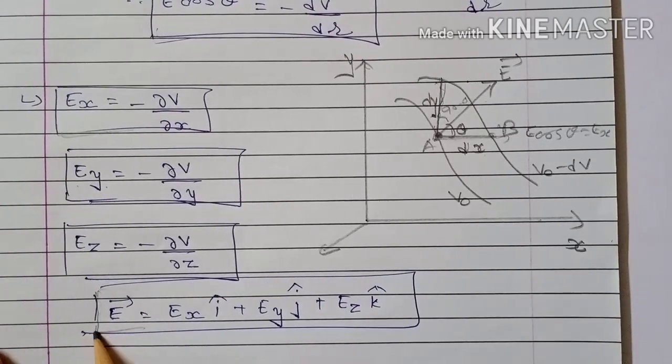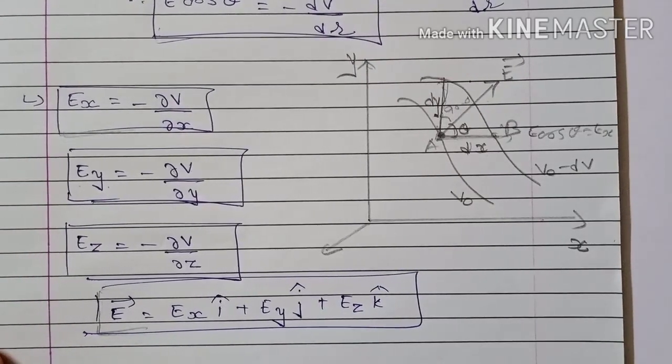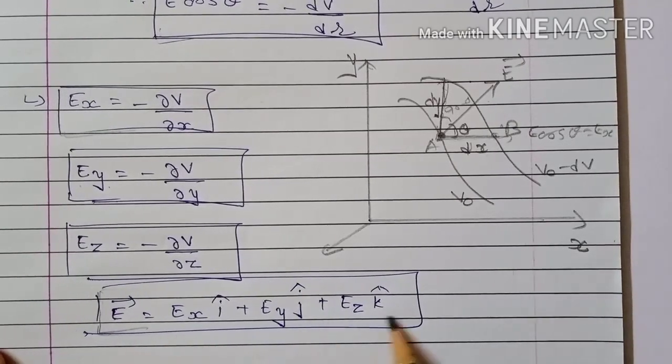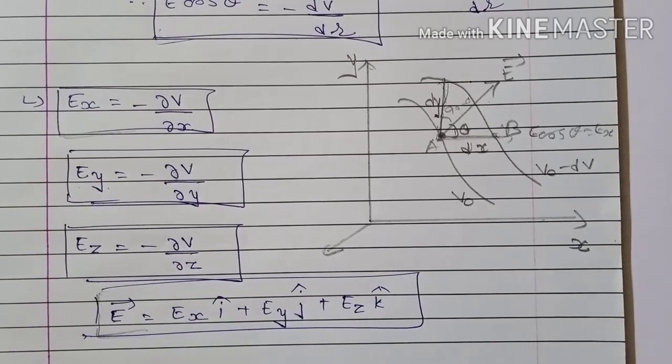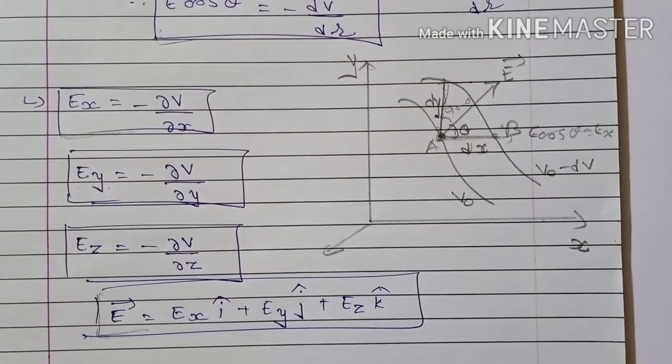So this way we can find electric field when potential is known to us. Potential at any particular point is known to us. So this way we can get the relation between electric field and electric potential. Thank you.